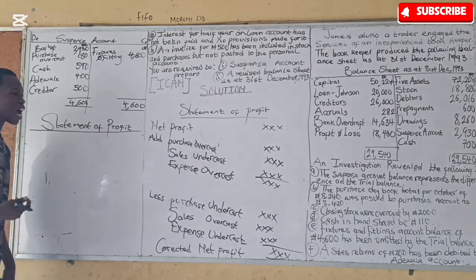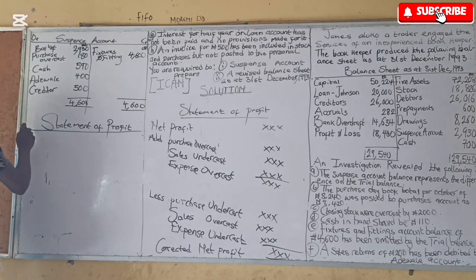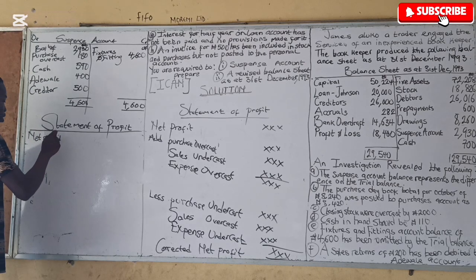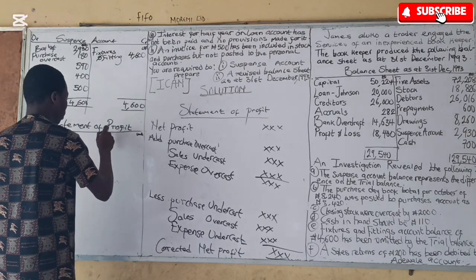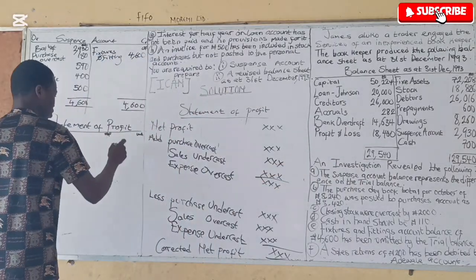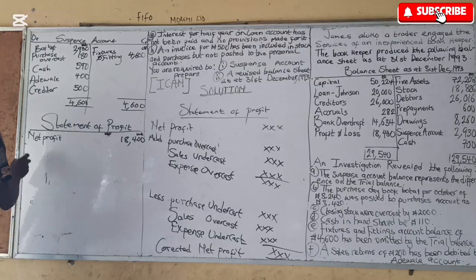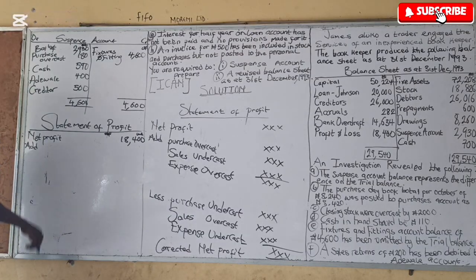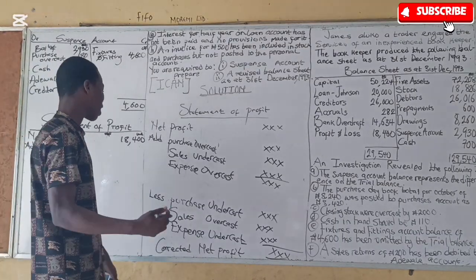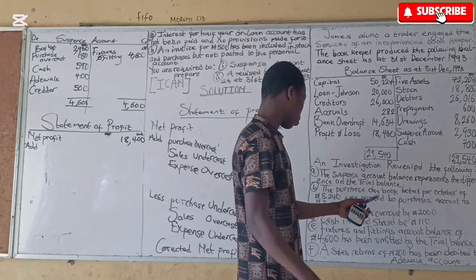We already know what will affect your net profit, right? Let's start with our net profit. The net profit given to us is, in naira, 80,400. So we have 80,400. Now, what are we going to add and what are we going to subtract? That's what we'll be looking at now. Let's start. We are going to look at it from our question here.